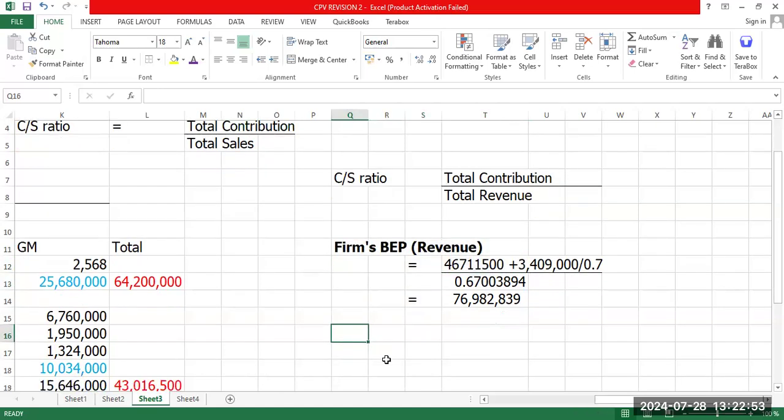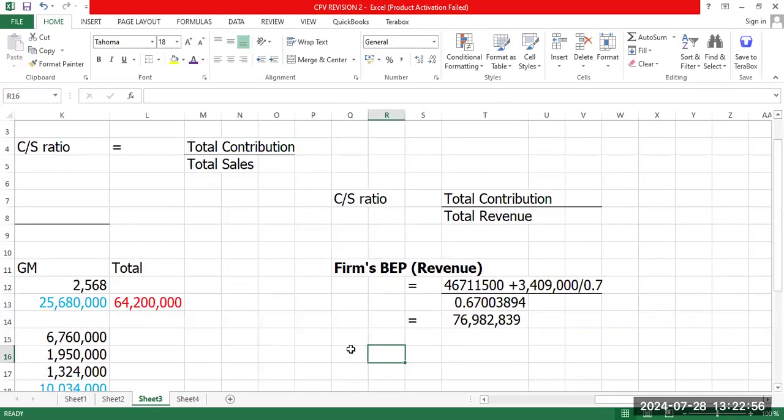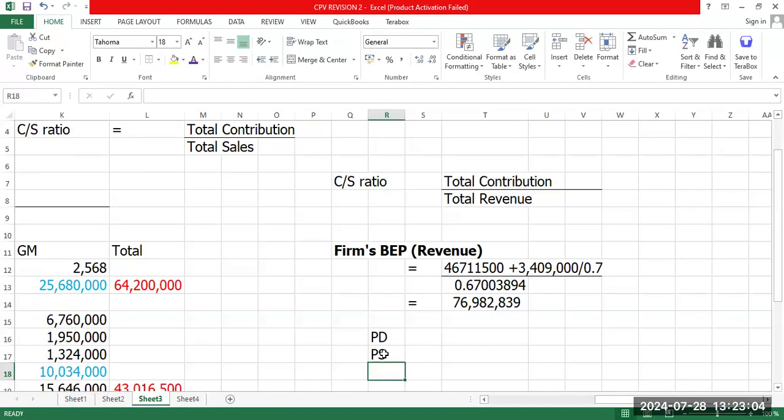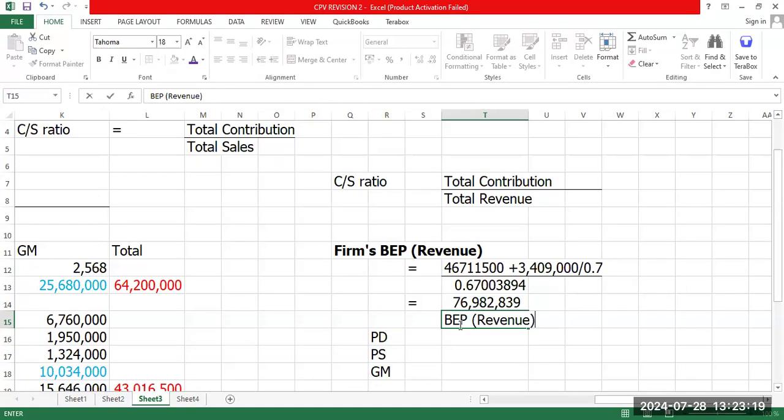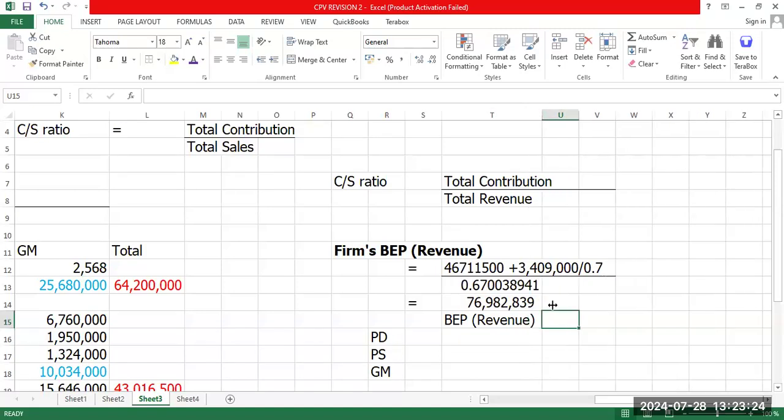After this, the working we do, we put our departments, that is PD, put here PS, then put here GM. Then get break-even point in shillings in revenue. Then also another column you put break-even point in units, those are patients.